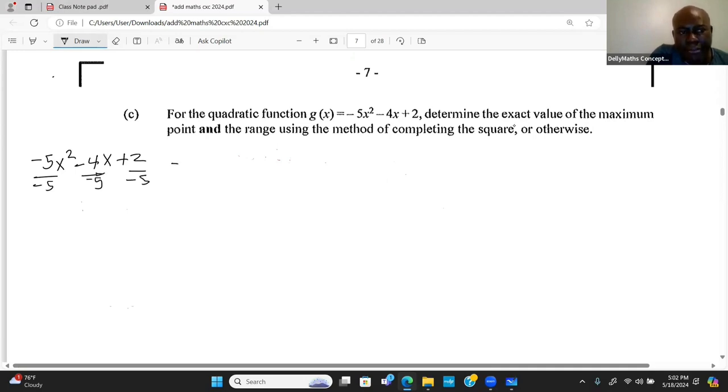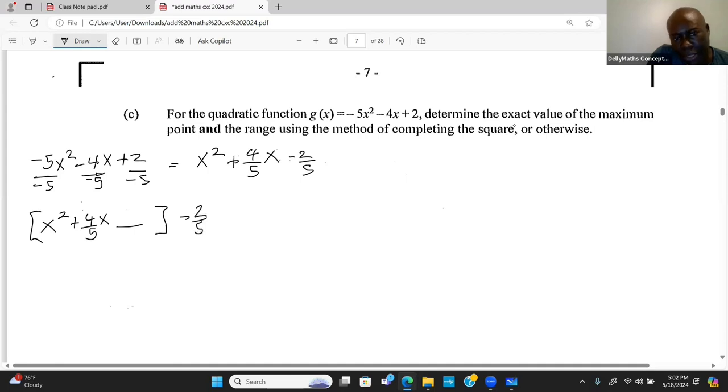So what I really have now is x squared, and this becomes positive 4 over 5x. This becomes negative 2/5 right here. So basically how we do this is I'm going to represent this as x squared plus 4 over 5x. I'm going to leave a space to put a number here, so I'm going to complete the square here. And then this is negative 2/5, and I'm going to subtract whatever number I put there here.